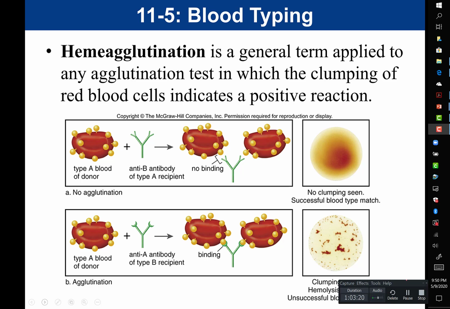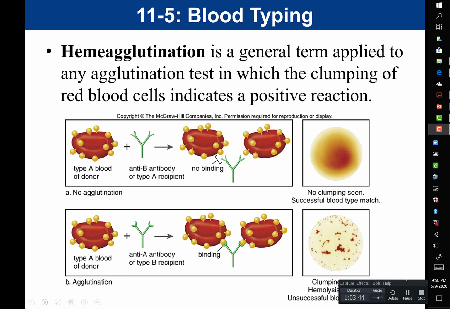So now let's talk about how do we blood type somebody? How do we determine what their blood type is? And so we need to start by, again, discussing what hemagglutination is. And hemagglutination is a general term applied to any agglutination, so clumping, in which the clumping of the red blood cells indicates a positive reaction.